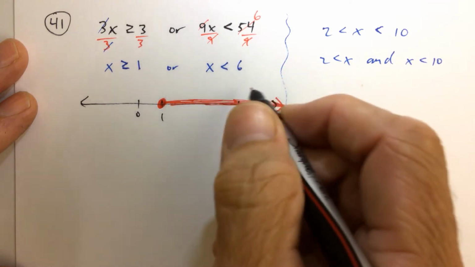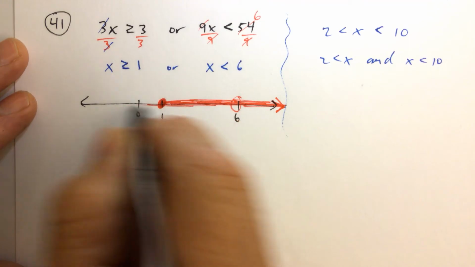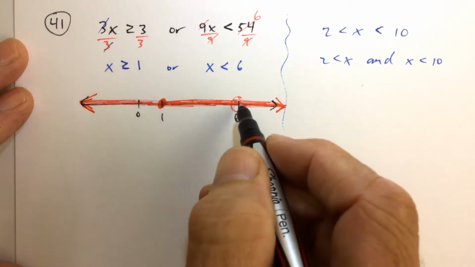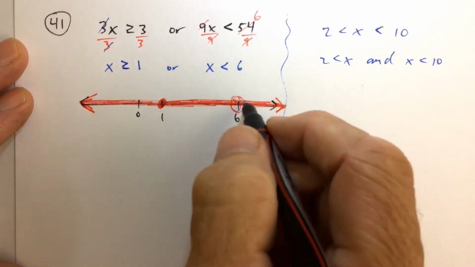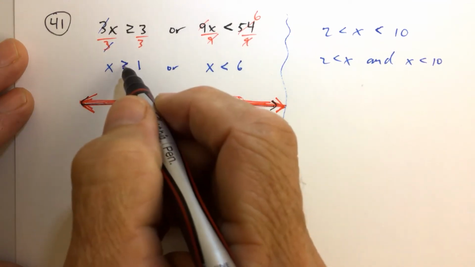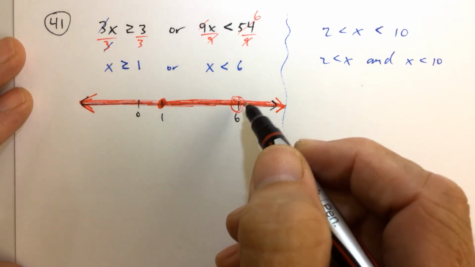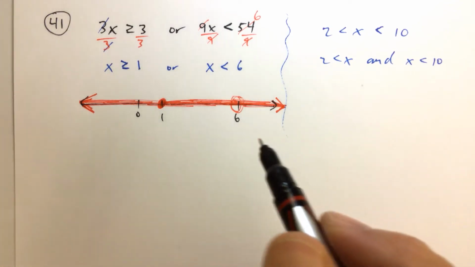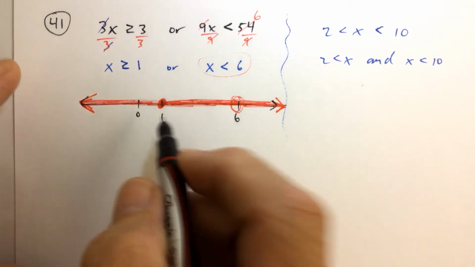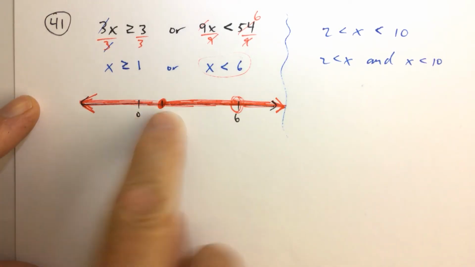Well, then what about the other ones? We've got x is less than 6. Well, any number to the left of 6 is certainly less than 6. So we shade every number to the left of 6. Even though we have this open circle there, it's already been covered. 6 is a solution to this compound inequality because it's greater than or equal to 1, so it gets included. You don't need to worry about that open circle there. I drew it just because I'm used to drawing that when I see that.